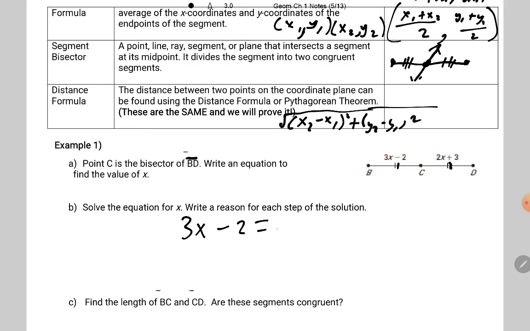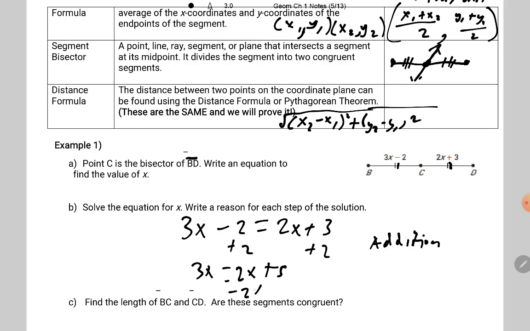So 3x minus 2 is equal to 2x plus 3. So we're going to add 2 to both sides. And I will get, this is addition, because they want us to use a reason for each step. So this is 3x equals 2x plus 5. And then I'm going to subtract 2x from both sides to get x equals 5.